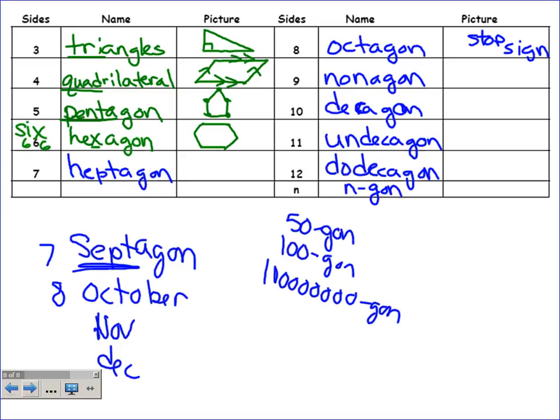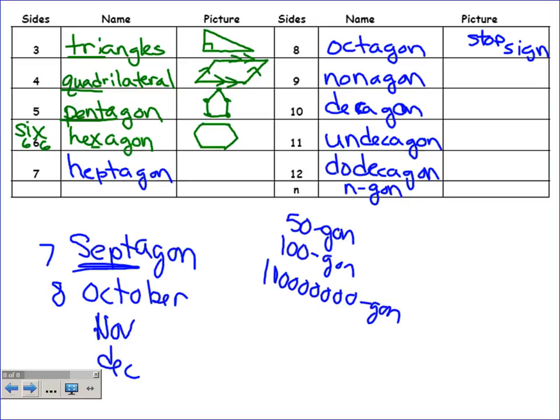So we'll say n-gon because n is just the number of sides. Okay, so let's talk. That's basically the part that you're going to have a quiz over. It's this green and blue stuff here. Don't worry about drawing the pictures. So you better know the names from 3 through 12.